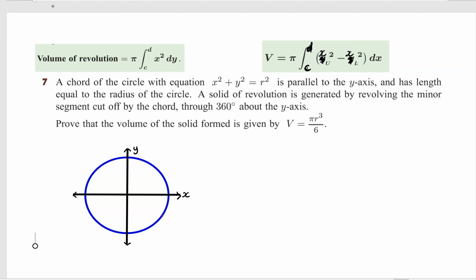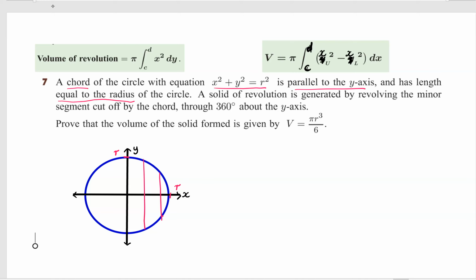We've got the chord of a circle. I've drawn my circle. It's got center 0, 0 here, and it's got a radius of r. So that's r up there, r over here. Now the chord is parallel to the y-axis. A chord goes from one side of the circle to the other, so it's going to be somewhere there. It might be there, it might be there. We have to figure out where it's going to go.